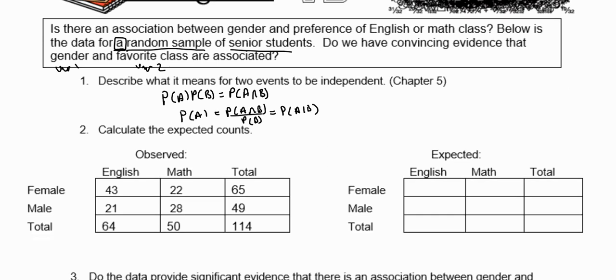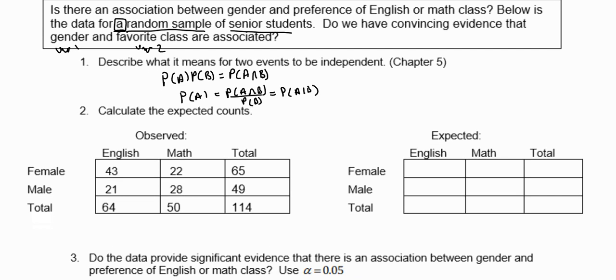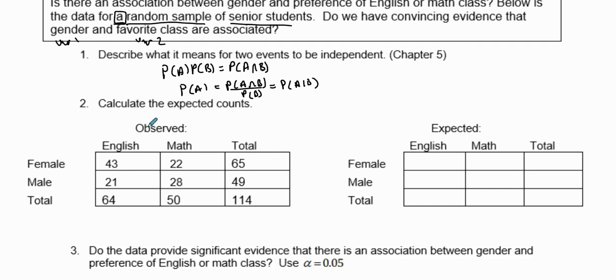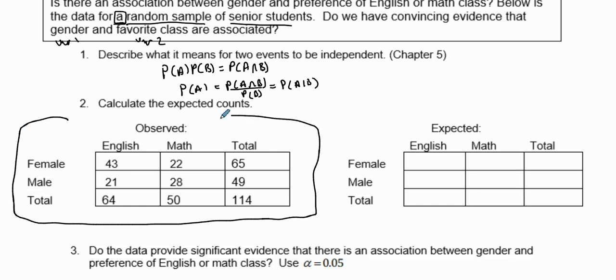From here, we're given our information. Here is our observed data. From our one sample of senior students, we had 65 total females and 49 total males, for a total of 114 students. Females had 43 preferring English and 22 preferring math, and males 21 and 28, and so on and so forth. So how do we calculate this?